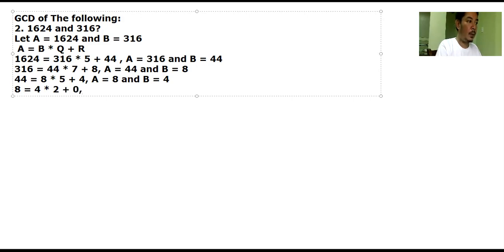Therefore, the GCD of 4 and 0 is 4. Of course, 4. So the greatest common divisor is 4.